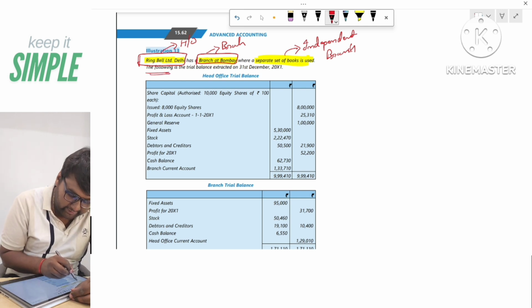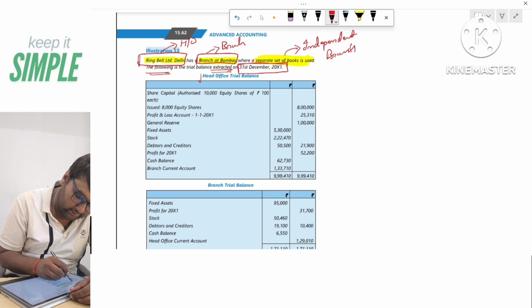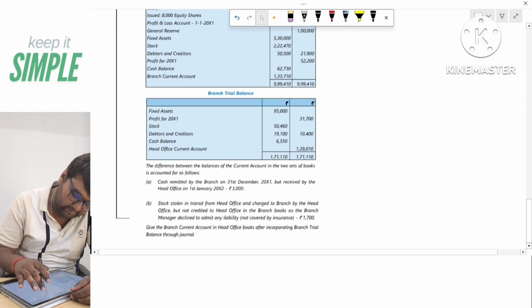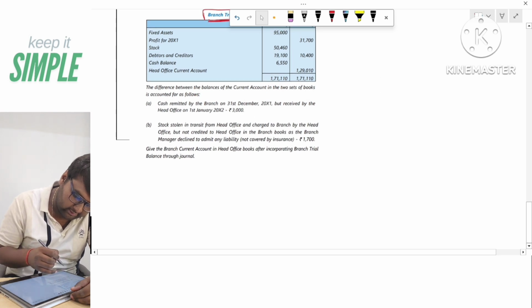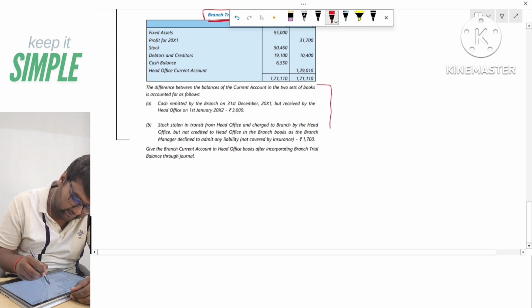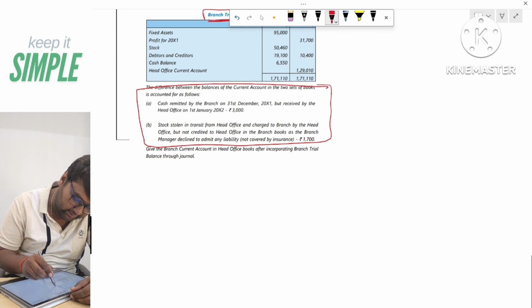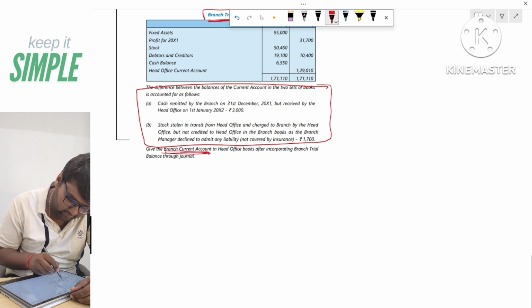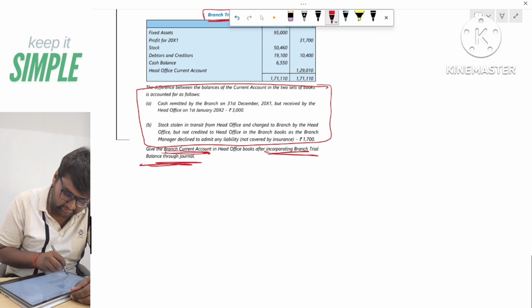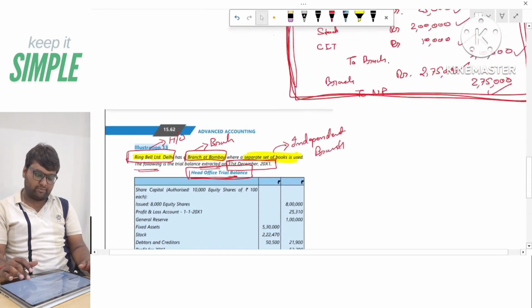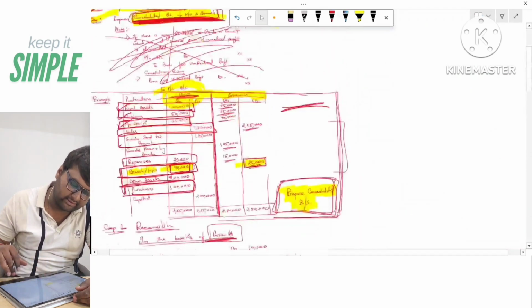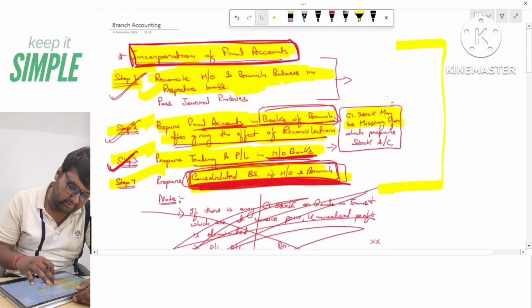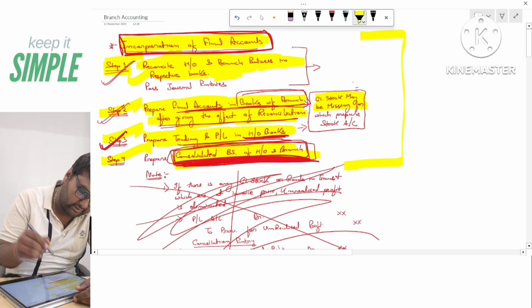It says the following is the trial balance extract on 31st December. The head office trial balance is given, and the branch trial balance is given. These are the adjustments which have been given, and we have been asked to prepare the branch current account, and we also have to prepare the incorporated financial accounts. So what was our first step for preparation of incorporation of financial accounts?